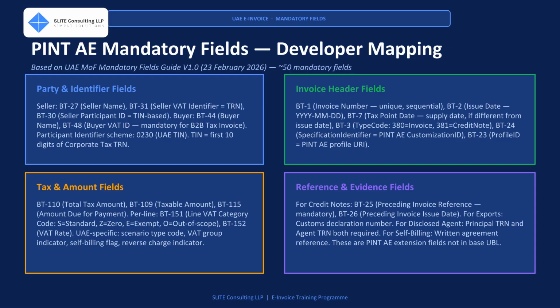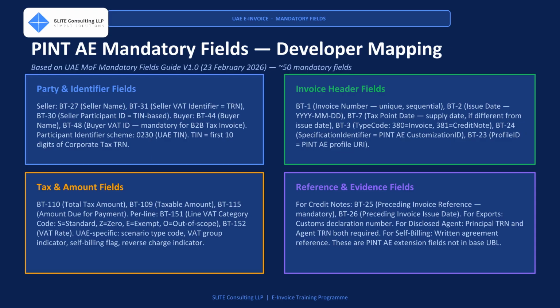Invoice header fields, invoice number, issue date, tax point date, type code, plus the customization and profile IDs that identify .AE. Tax and amount fields, total tax, taxable amount, amount due for payment, plus per line VAT category code and rate. Reference and evidence fields, for credit notes.